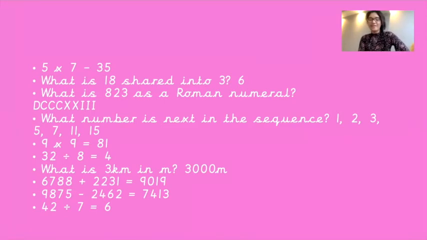9 times 9 equals 81. 32 divided by 8 equals 4. What is 3 kilometers in meters? The answer is 3,000 meters.